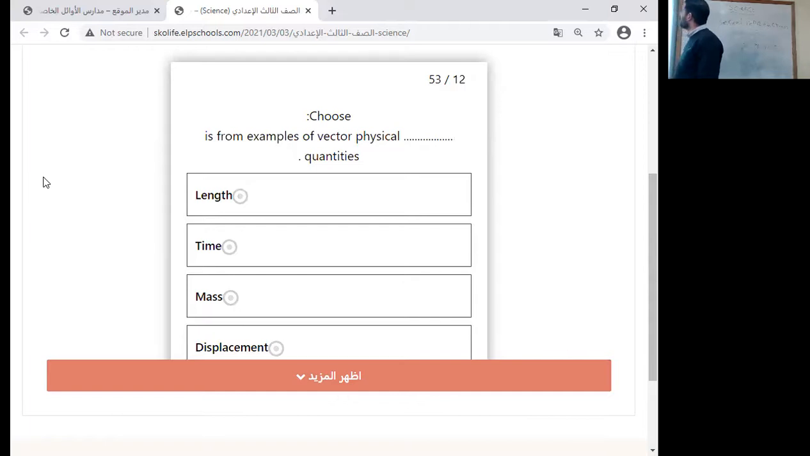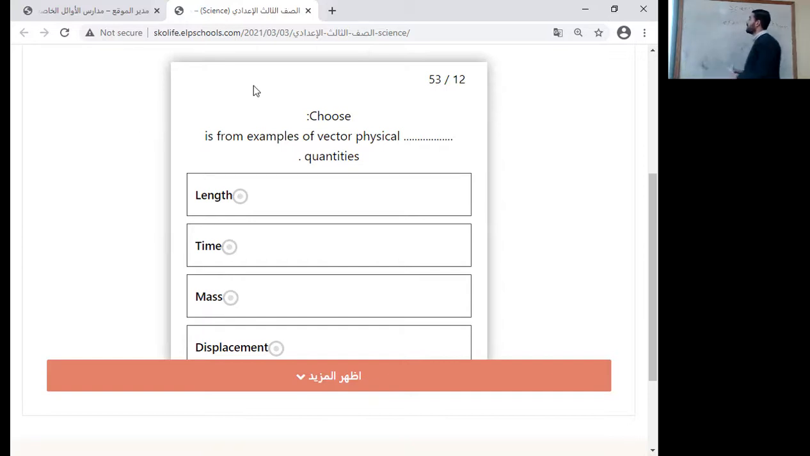Which is from examples of vector physical quantities? Vector physical quantities, as we said, have magnitude and direction. So let's look at our answer. Length has only magnitude. Time also has only magnitude. Mass has only magnitude. While the only one which has a magnitude and direction is displacement.